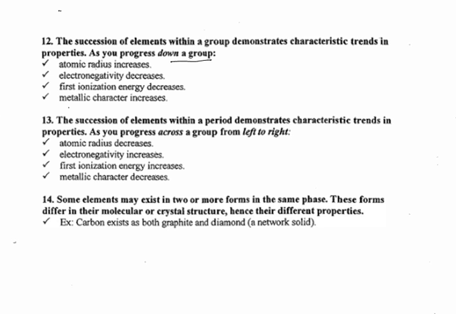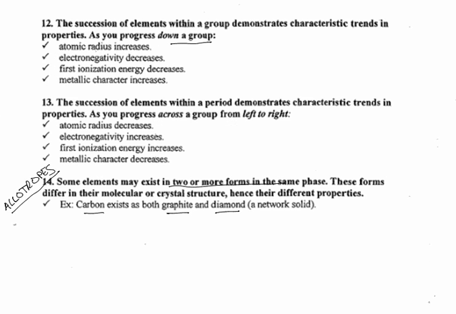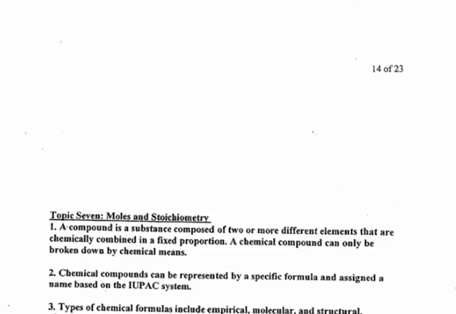And then finally, some elements may exist in 2 or more forms. Carbon can be graphite and diamond. Although they're the same element, they have different properties, and these are what we call allotropes. So that finishes topic 6. Onward to topic 7.